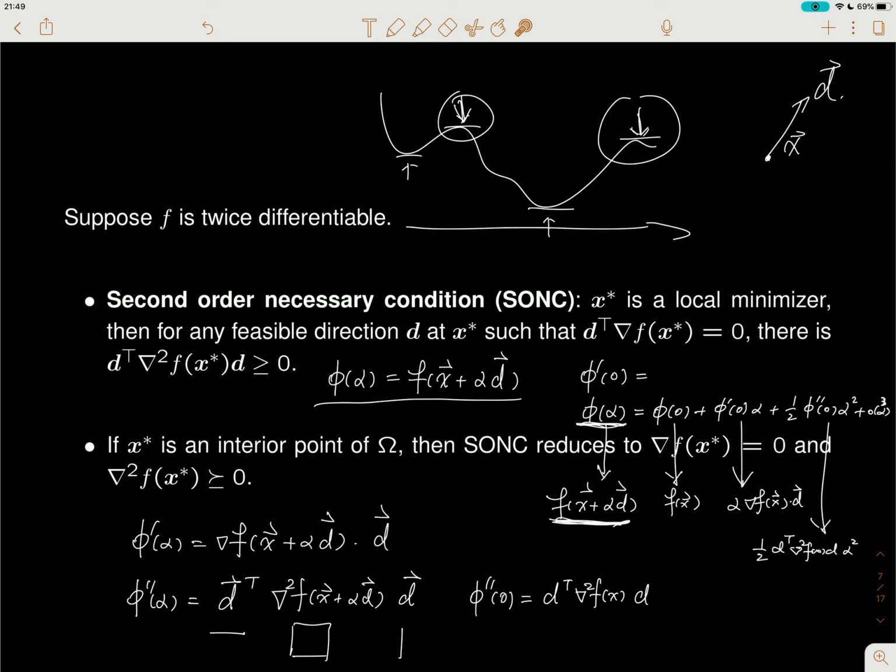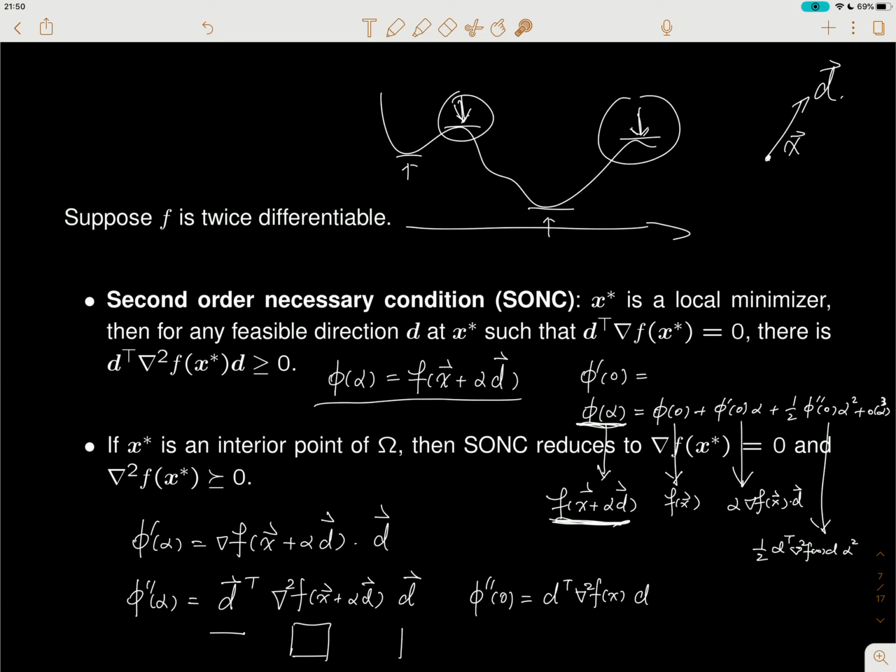If x is an interior point, then you know that this is anyway 0 because the gradient of f will be 0. So this is always 0, and then this is automatically satisfied. And if x star is a local minimizer, for the second order derivative, let's go back to check this. This d can be any vector. If this is greater than or equal to 0 for any direction d, that just means this matrix is positive semi-definite, right?